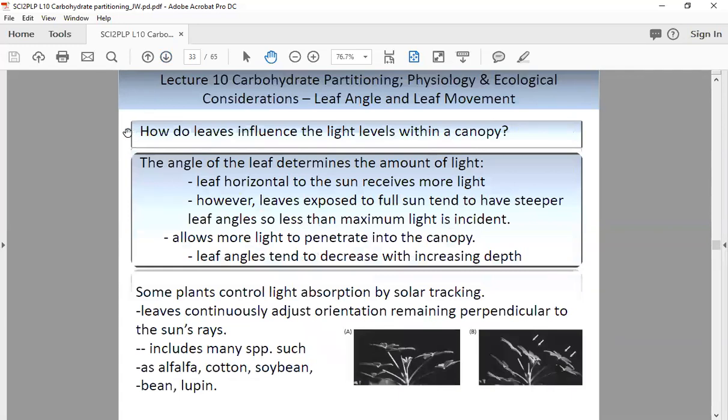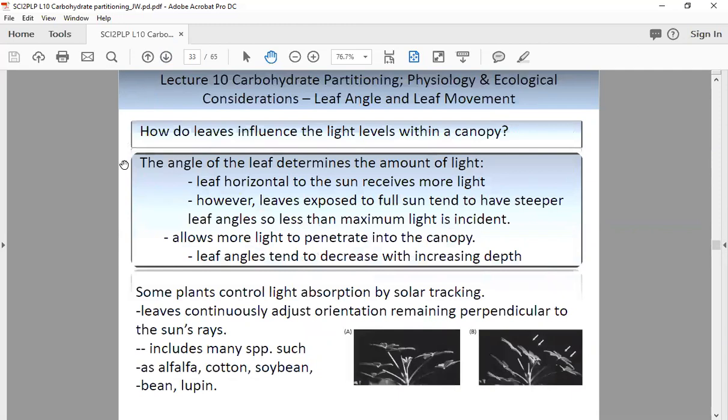So now let's consider how leaf angle and leaf movement controls light absorption. So how do leaves influence the light levels within a canopy, for example? The angle of the leaf relative to the sun determines the amount of sunlight that's incident upon it. So for example, a horizontal leaf will obviously receive much more sunlight than a leaf that's at a steeper angle.